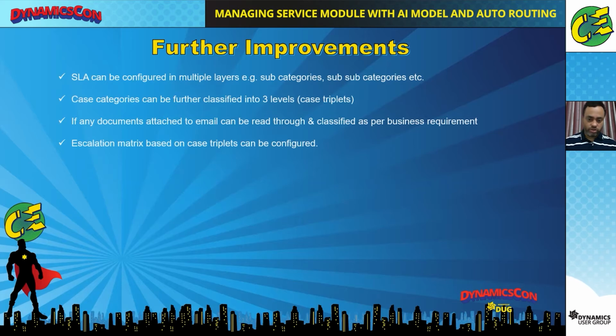Then the escalation matrix can also be configured based on case triplet. Let's say we want to escalate something, one officer is not working, let's route to the respective team lead and then manager or whatever it may be, that's also possible.